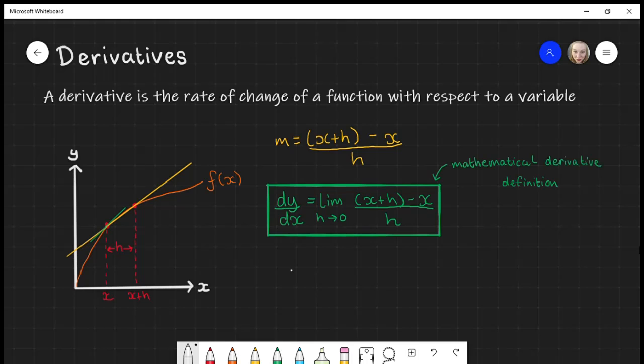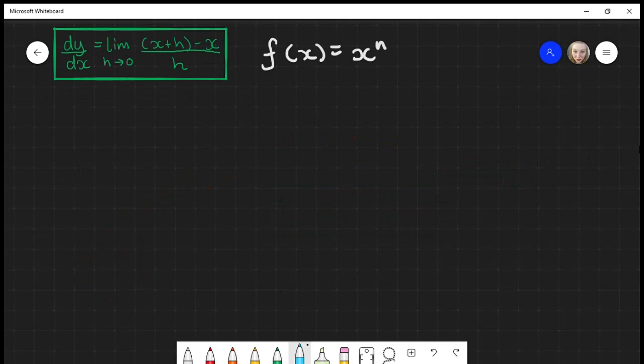Knowing this, if our function is x to the power n, we can use the mathematical derivative definition to find what the derivative of x to the n would be. And that's what we'll do right now. This is how to mathematically derive the derivative of x to the power n. To begin, I'm going to rewrite out the definition if the function is x to the power n. That would look like this.